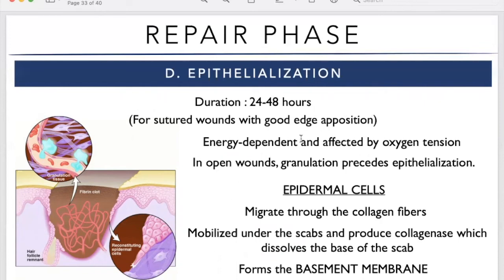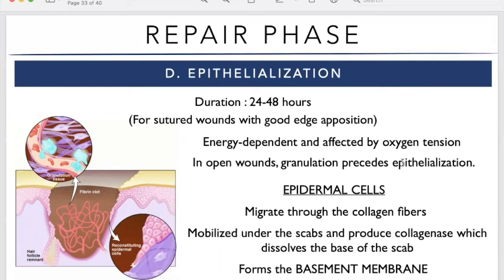This is energy dependent and affected by oxygen tension, right? Kaya sinasabi, huwag mong takpan. We'll discuss this in a bit. Management of open wounds. Hindi pwedeng takpan lang ang sugat. You need to let it breathe because it needs oxygen. And that is true. There is a logic to that.